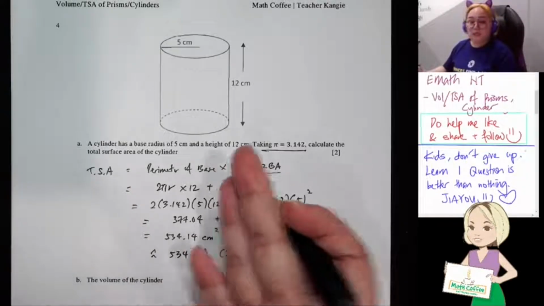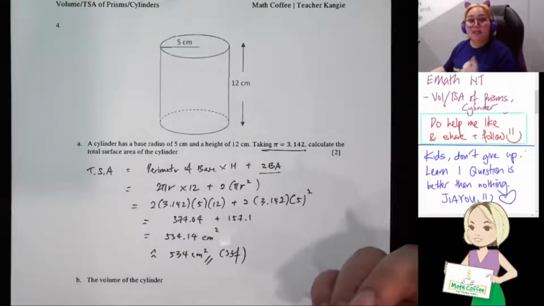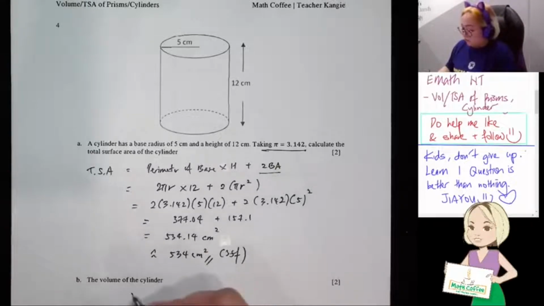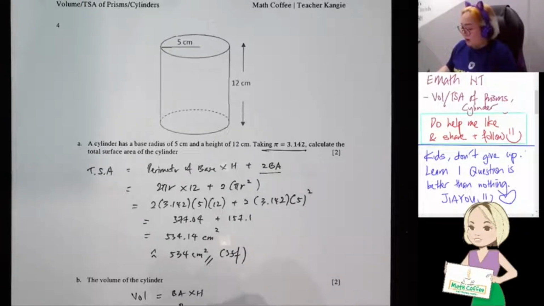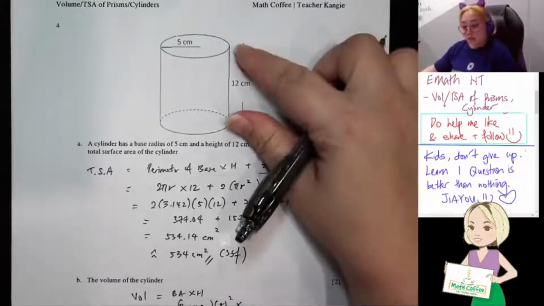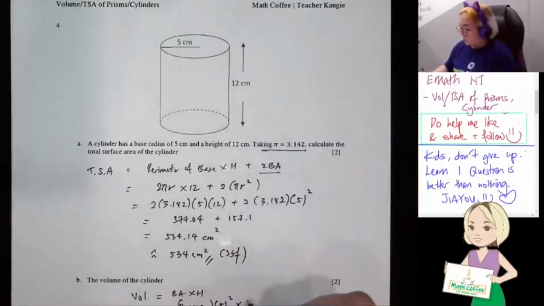So the volume of the cylinder is easy for a prism. It's just base area times height. In this case, my base area is just a circle. So volume equals base area times height. In this case, my base area is a circle, so it's pi r squared multiplied by the height, and the height is 12. So multiply it by 12.